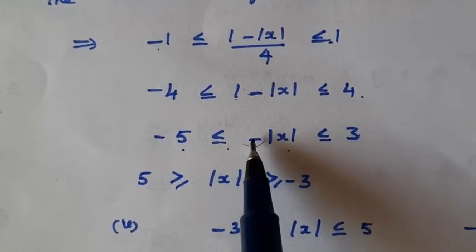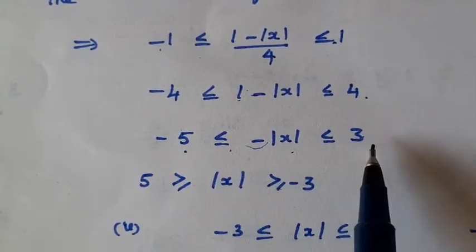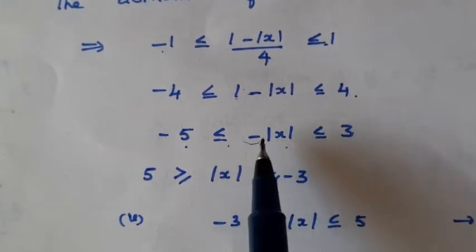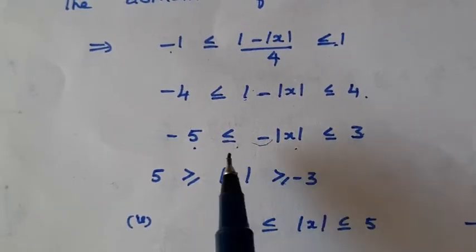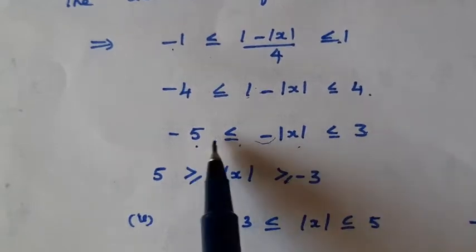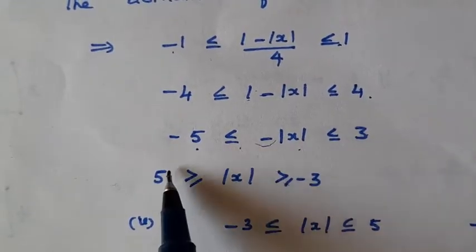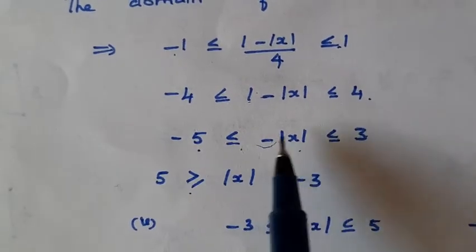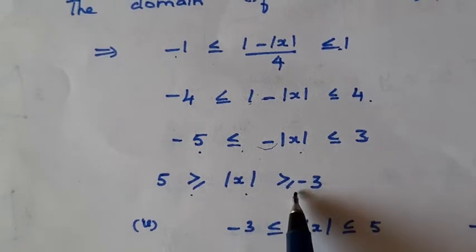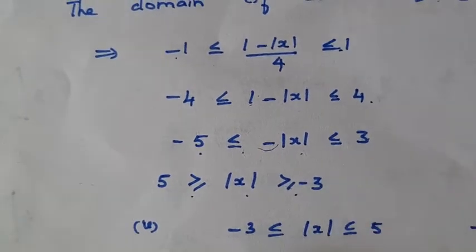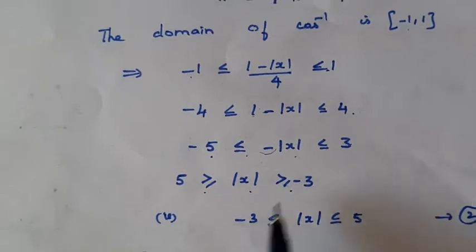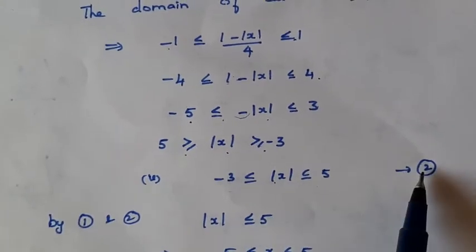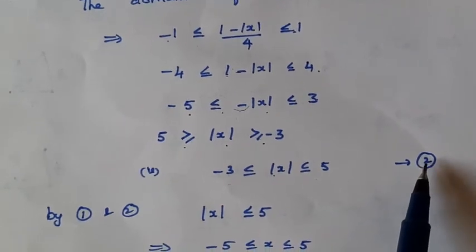So in order to remove this minus, you have to multiply throughout by minus. When you multiply by minus throughout in an inequality, the inequality will get reversed, right? That is the property of inequalities. So on multiplying throughout by minus, 5 remains on the right but the inequality gets reversed, and minus modulus of x will become modulus of x, and 3 will become minus 3. So this is minus 3 less than or equal to mod x less than or equal to 5. Okay. So let us call this the second inequality, equation number 2.